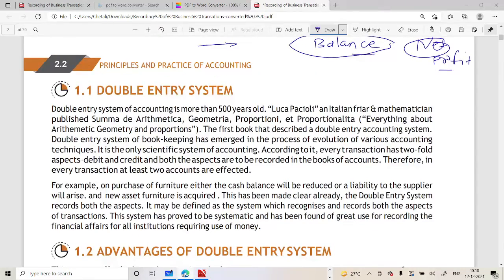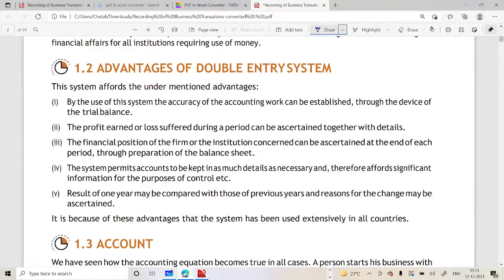Okay. So we'll see a little bit about the double entry system, right? I don't want to go into details about what double entry is, as you can read that information anywhere. But yes, the double entry system of accounting is an old method that we have.